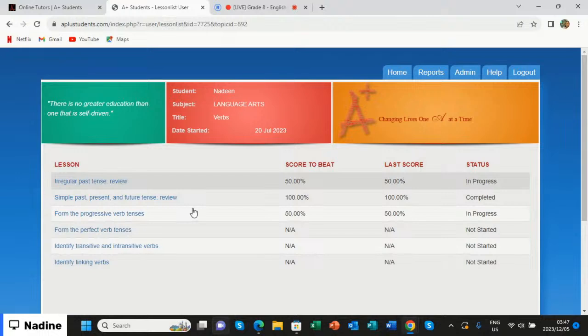Then we have simple past, present, and future tense, right? Usually, when it comes to the simple past tense, we mostly just add an es, right? Then we have the past tense. And with the past tense, the wording changes, because you need to just know it. But when it comes to the irregular past tense, there's no rules that you need to follow.